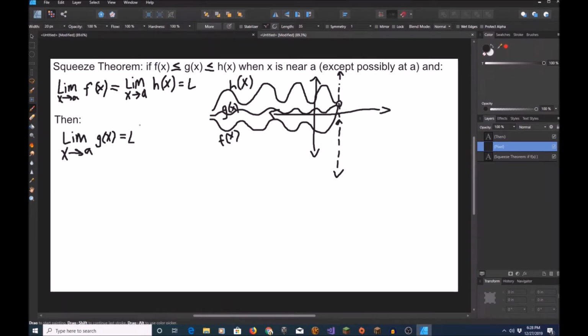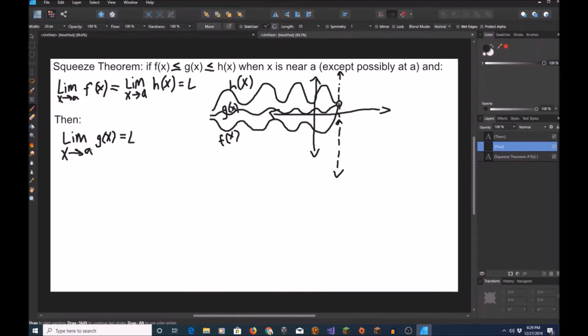I'm going to talk about, the last property I'm going to talk about for limits, and it's a very important one. It's called the Squeeze Theorem. This is a very important property for limits and one you're going to want to memorize. This says if f of x is less than or equal to g of x, and g of x is less than or equal to h of x, when x is near a, except possibly at a, and the limit as x approaches a of f of x and the limit as x approaches a of h of x are the same L value, then the limit as x approaches a of g of x is the same L value.